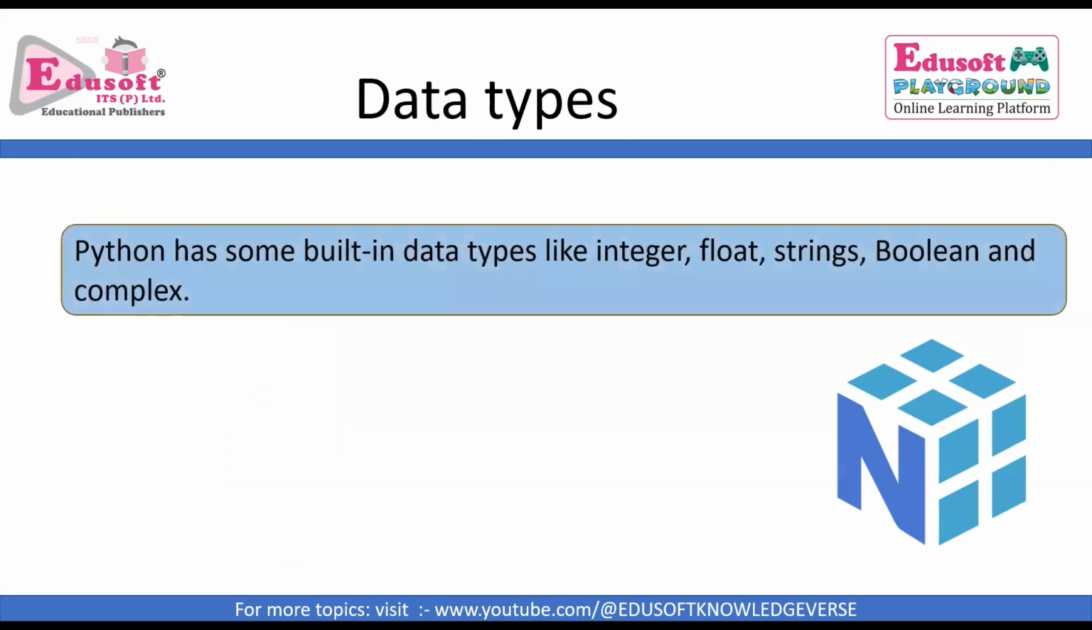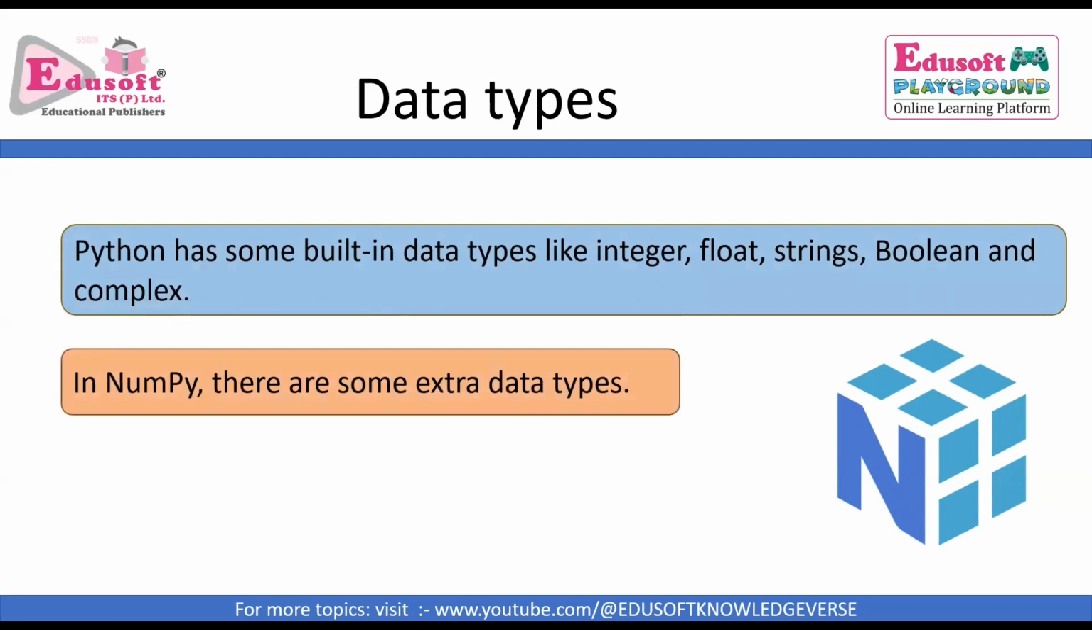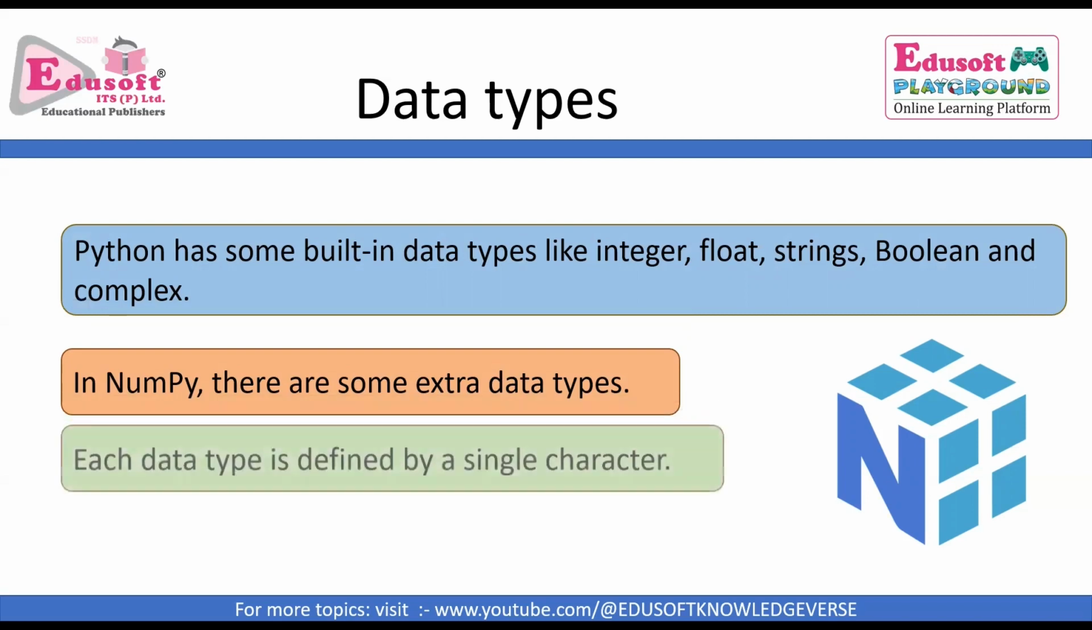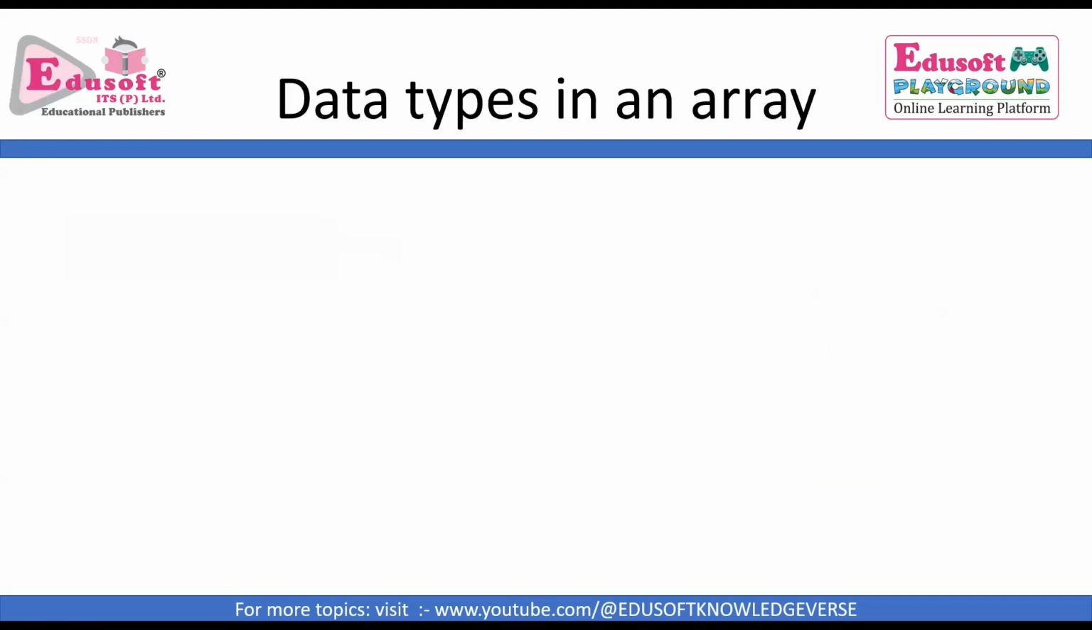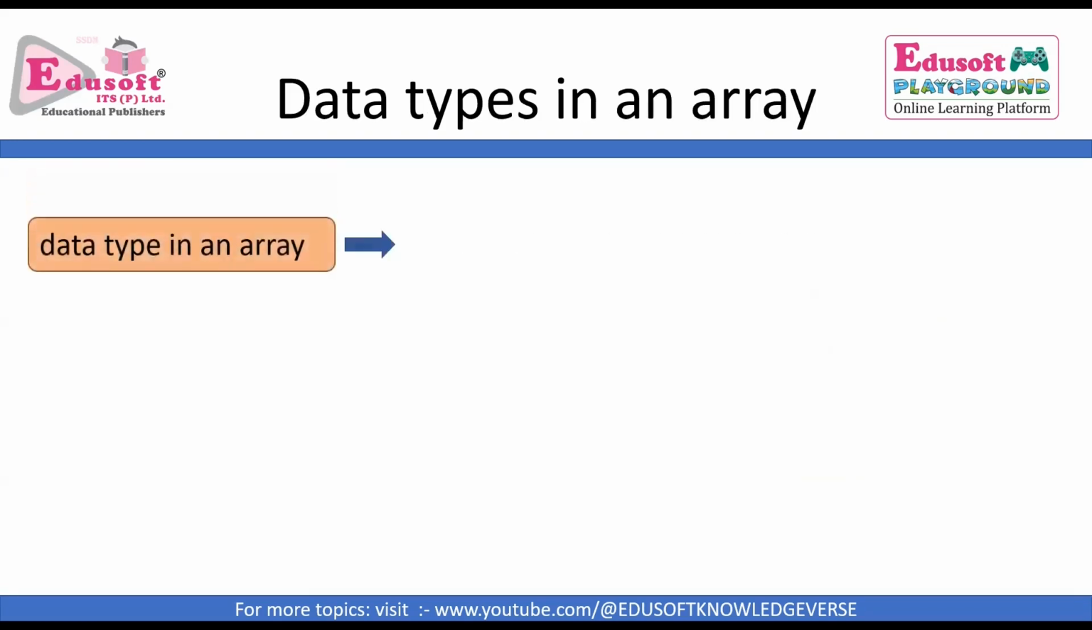Data types. Python has some built-in data types like integer, float, strings, boolean, and complex. In NumPy, there are some extra data types. So as compared to Python, NumPy has extra data types. Each data type is defined by a single character.